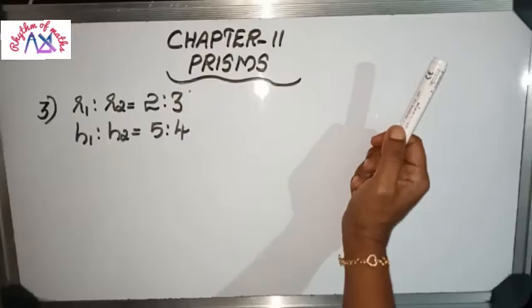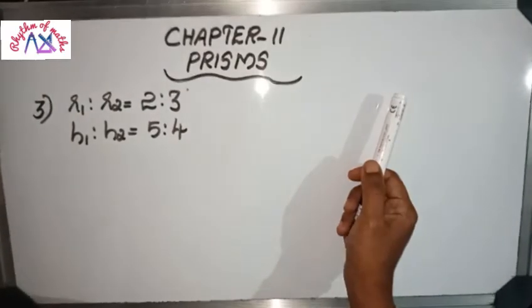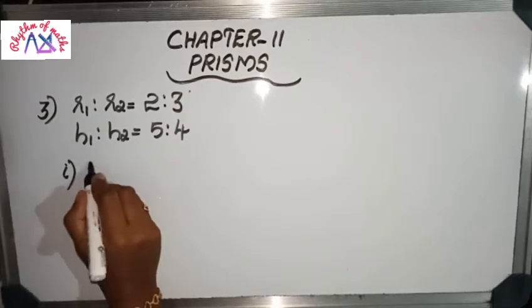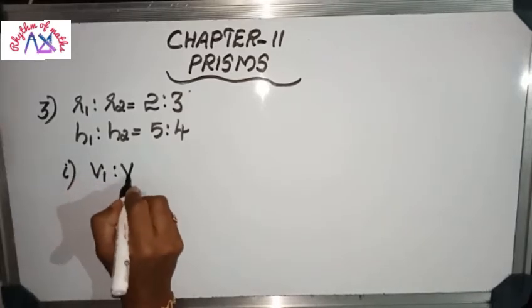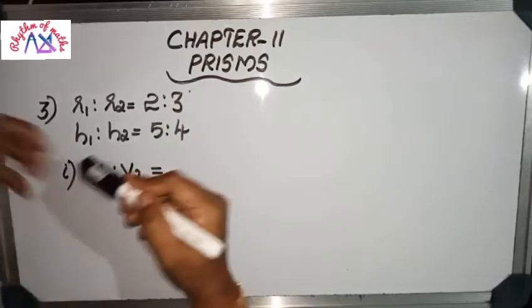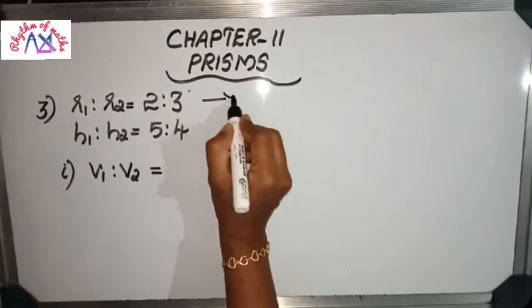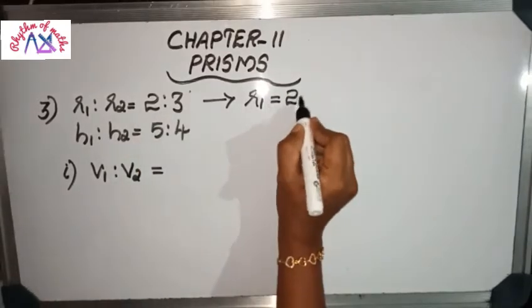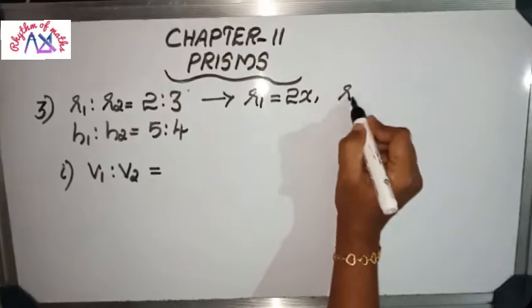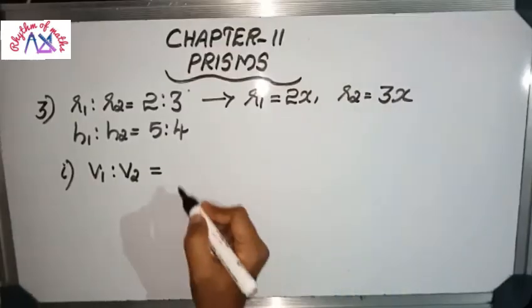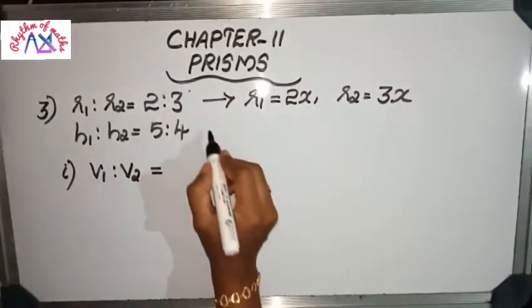So H1 is to H2 equal to 5 is to 4. First sub question is what is the ratio of their volume, that is V1 is to V2 we have to find. It is same like the previous question. First of all let's write what is R1 and what is R2. So here R1 equal to 2, so 2x. Now R2 will be what? R2 equal to 3x. This is a rule of ratio. Okay, you have already learned it, that's why I am not repeating.